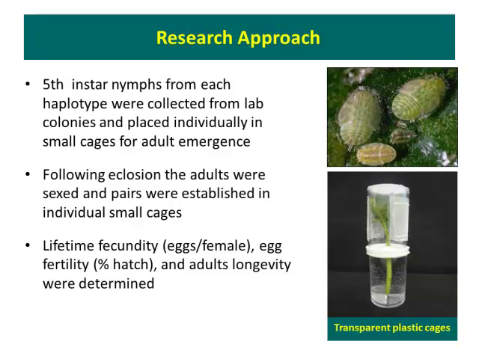So we collected the 5th instar nymphs from our established colonies for the 3 different haplotypes, and we put these nymphs into small transparent cages for adult emergence. Once the adults emerged, we collected the adults and sexed them, and the pairs were established in those small cages. And their total lifetime fecundity, the egg fertility, and the male and the female longevity were determined from those established pairs.